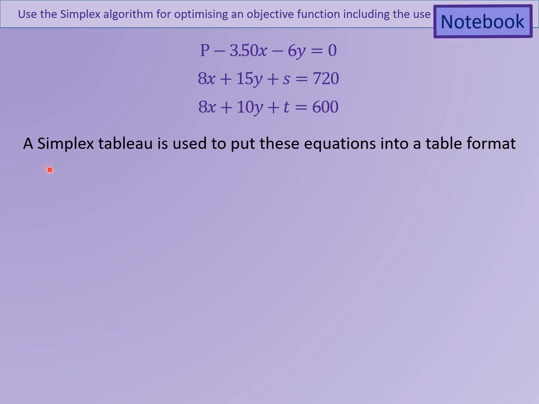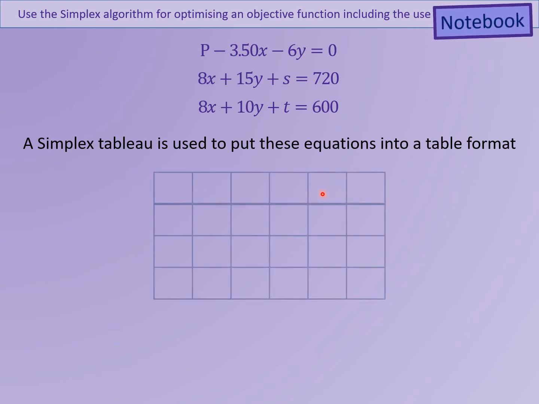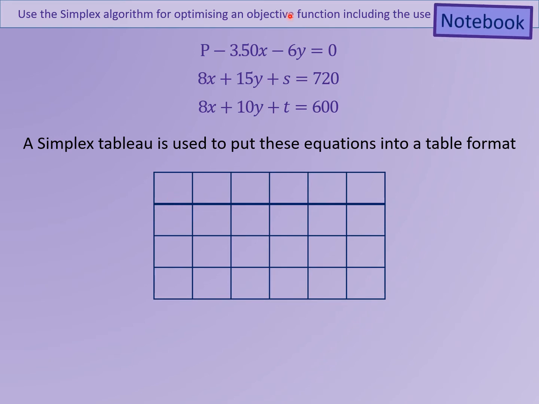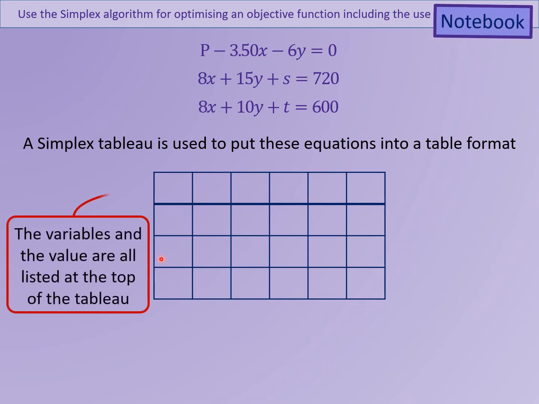Along the top is going to be all the different variables. So we're going to put the p, an x and a y, an s and a t. So the p, the x, the y, the s, the t, they're our variables. This bit here is the value, whatever value it equals. So we call that just v. That's the number.